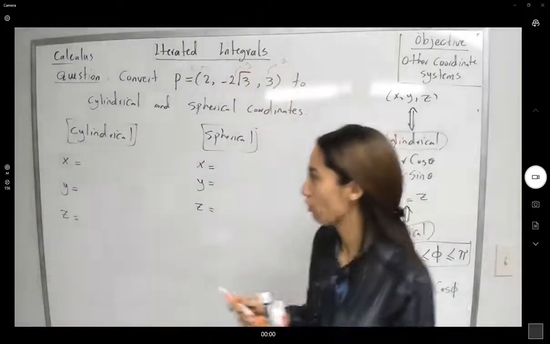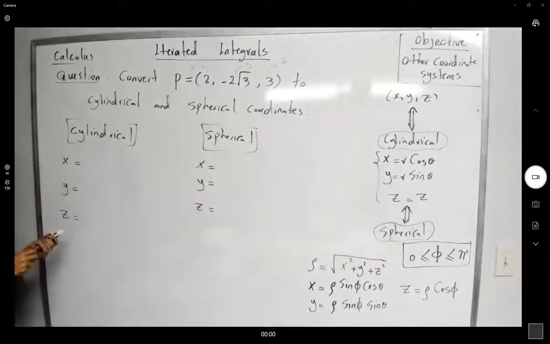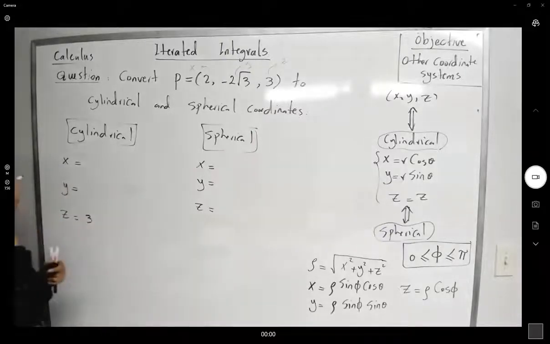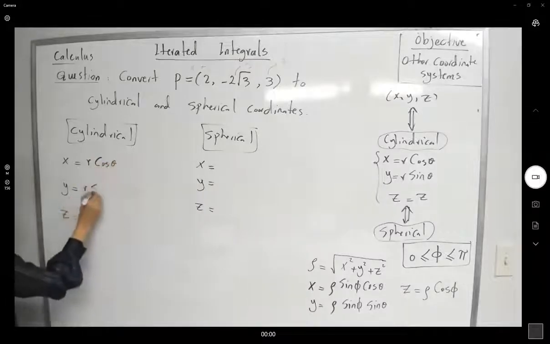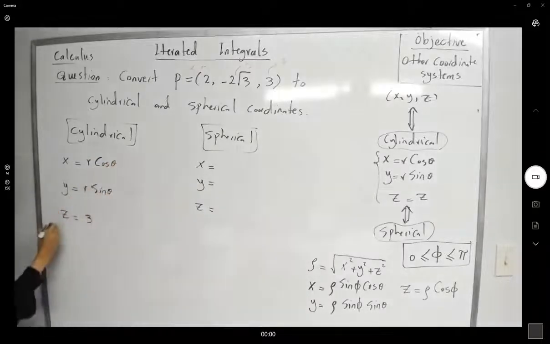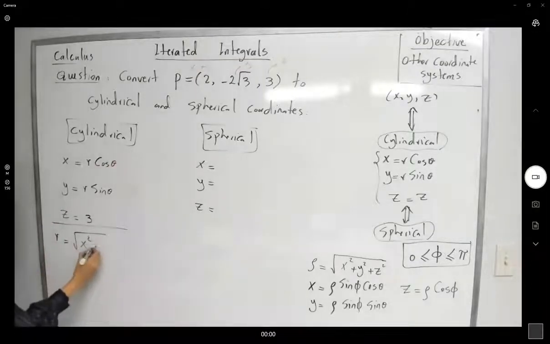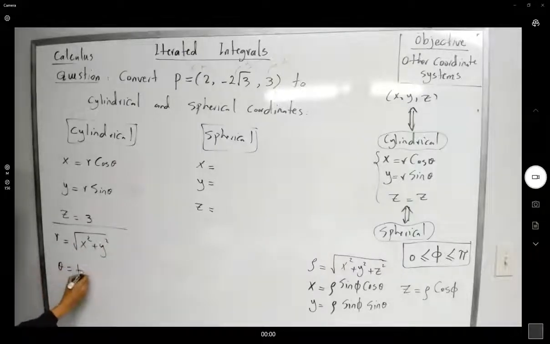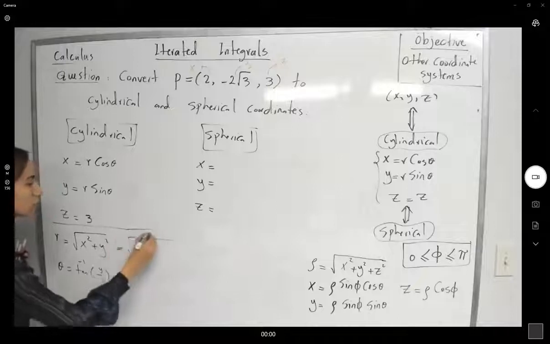In cylindrical form, we don't have any problem with z. z is equal to z, so you're going to copy down z as 3. z is 3. But what is x? x is r cosine theta. What is y? y is r sine theta. But how do we calculate r? r is equal to the square root of x squared plus y squared, and theta is equal to the inverse tangent of y divided by x. So my r is equal to the square root of, what is my x?